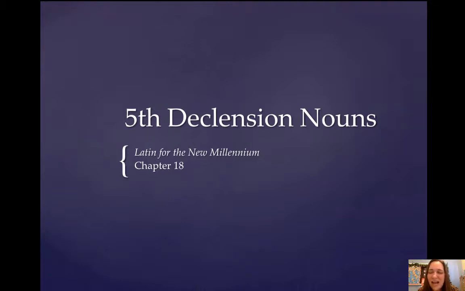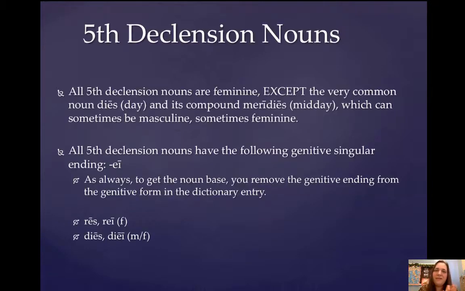There are five declensions of nouns. You're learning the fifth one. You're done with nouns. We still have quite a bit of work, by the way, with pronouns. So a lot of the declining that we have been doing with nouns, you are now going to be doing with pronouns, starting next chapter in chapter 19.